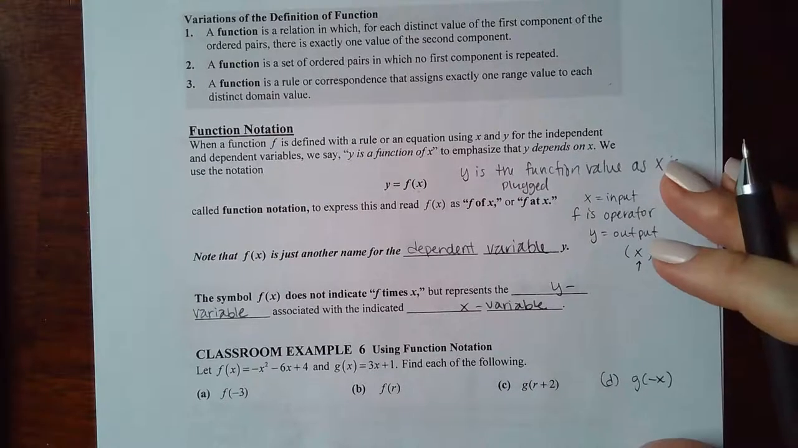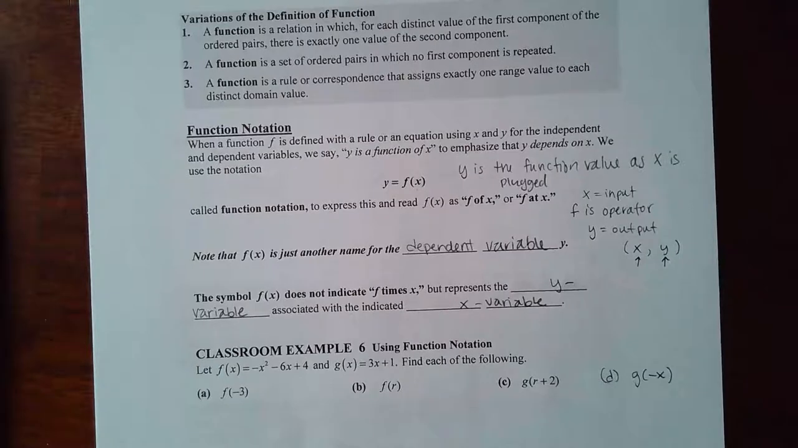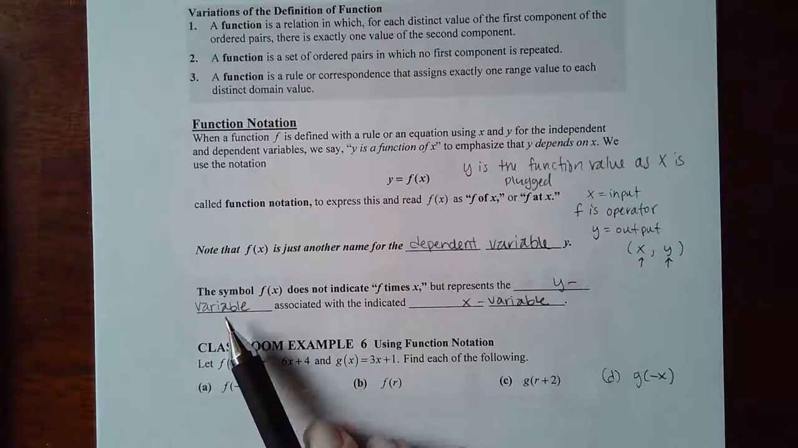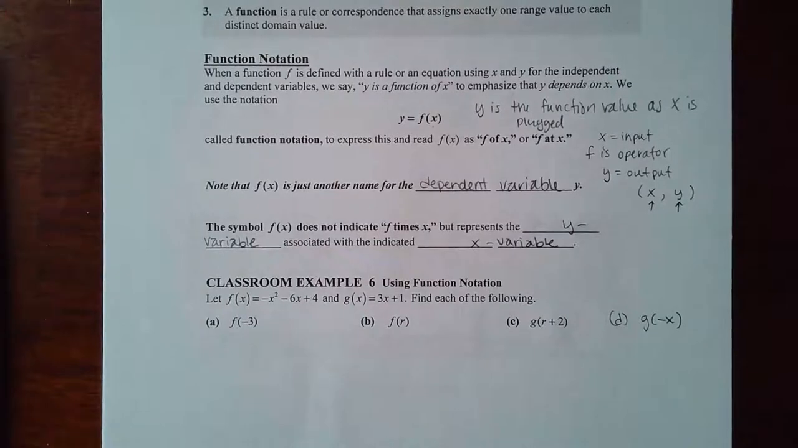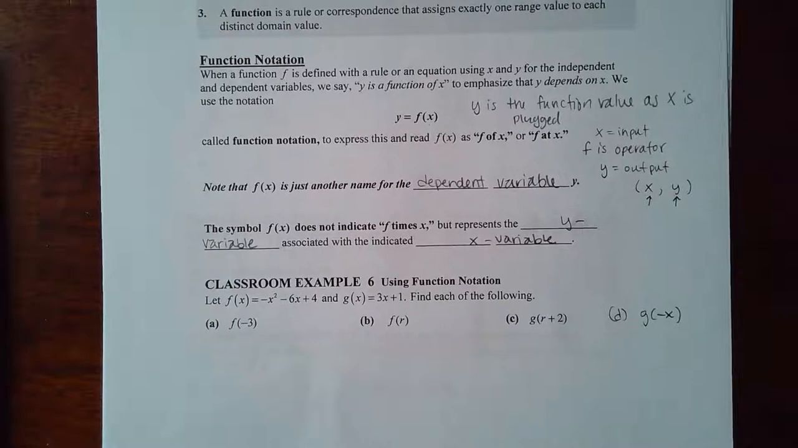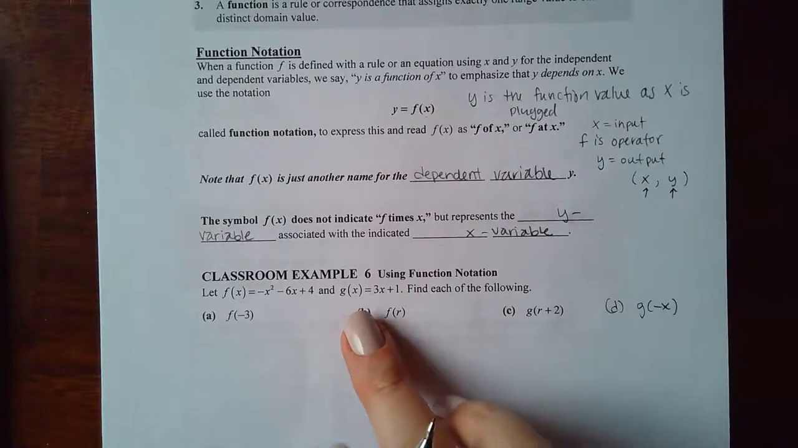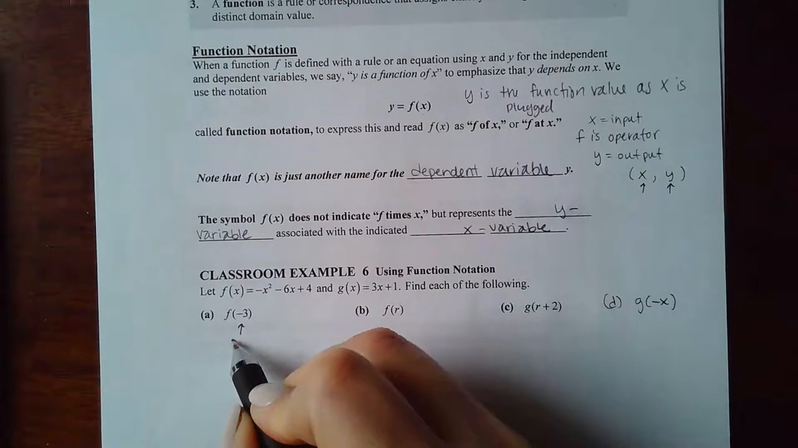Now, it says, note that f of x is just another name for the dependent variable y. It's just a name. And whether I call it f of x or g of x or h of x, all those mean is that there's a different type of operating that's happening as the input changes into an output, okay? So just remember that it does not mean times, it's of, okay? You're putting an x value into a function and the result is the y value. So it says here, let f of x equal this expression, let g of x equal that expression, and find the following, okay? So remember, what's in the parentheses is my input.